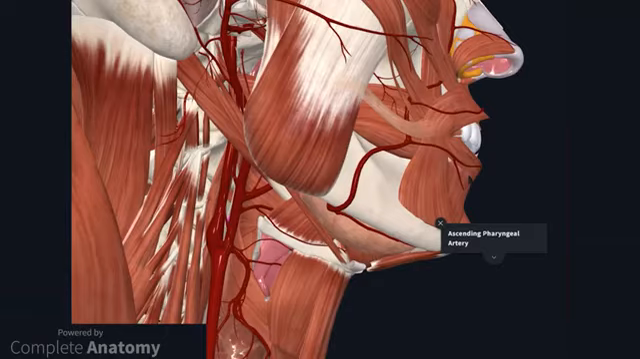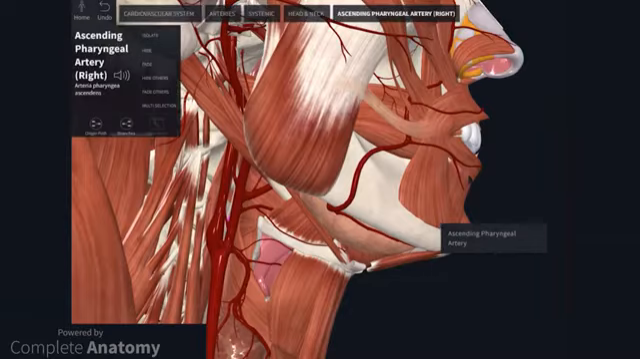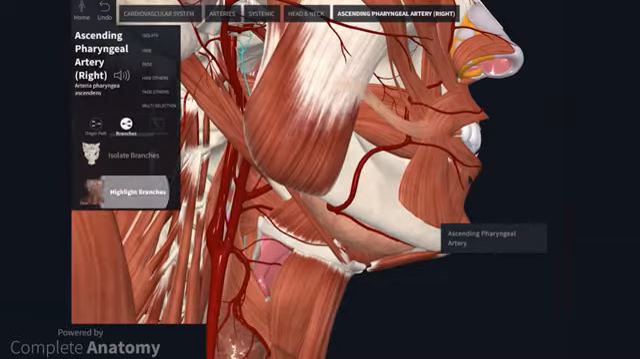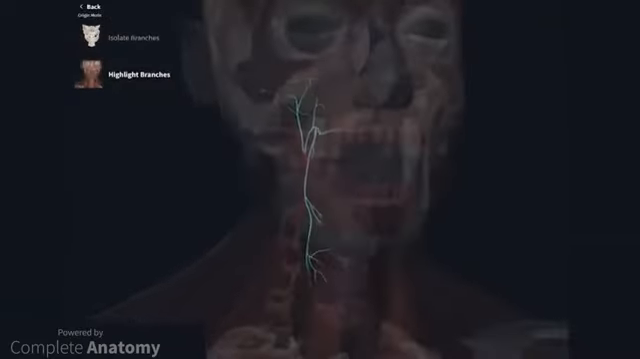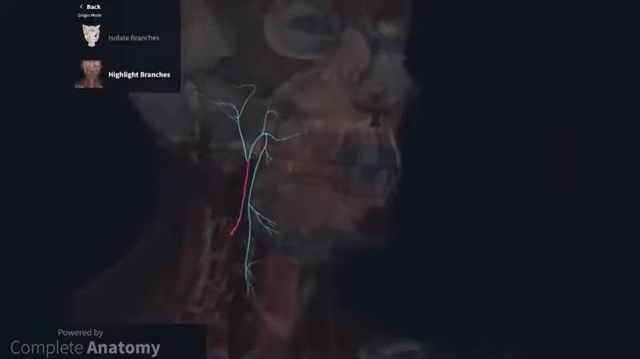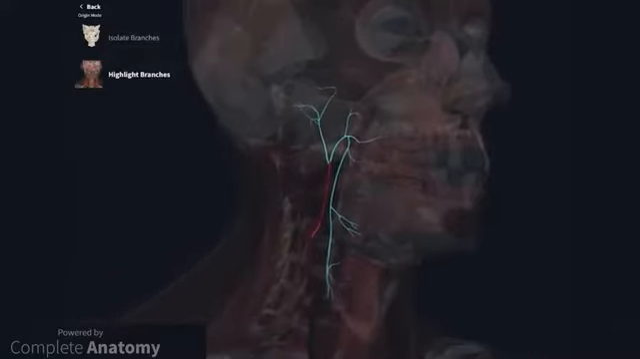This artery is very tricky to see and may not be discussed as much in anatomy labs. I will change the model view so that we can see the path of the vessel and the associated branches. The ascending pharyngeal artery and the associated vessels supply muscles of the pharynx, the tympanic cavity, and the meninges.